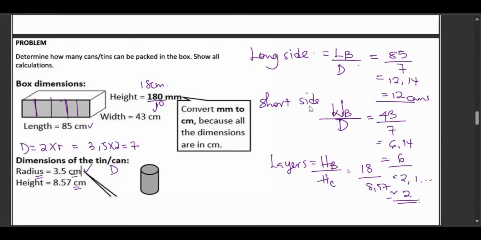So all in all, how many cans shall we have? On the long side, we have 12. On the short side, we have 6. How many layers? 2. So this becomes 12 times 6 times 2, 144. So this means the number of cans that we shall need is 144 cans. This is packaging.